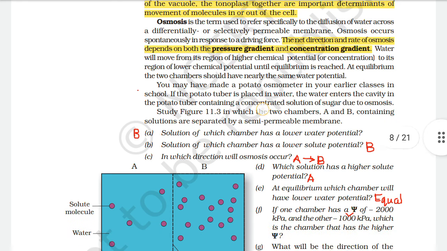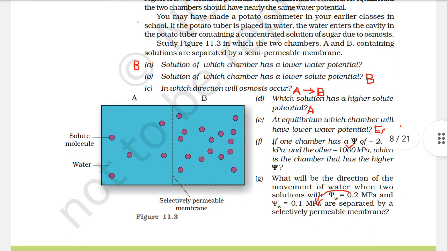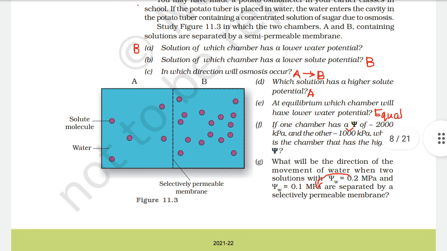Now a question is given here; see the figure. You have to say the solution of which chamber has lower water potential. I have written B here. Of course, it has more solute molecules, which means low water potential. More solute molecules, fewer water molecules. That's why low water potential.